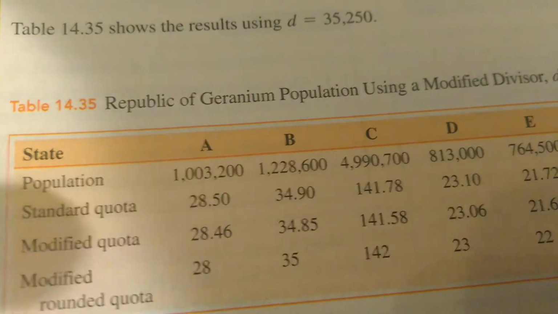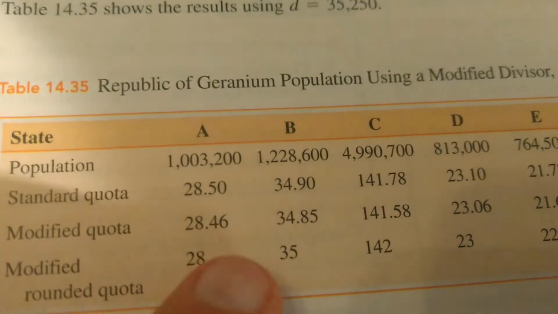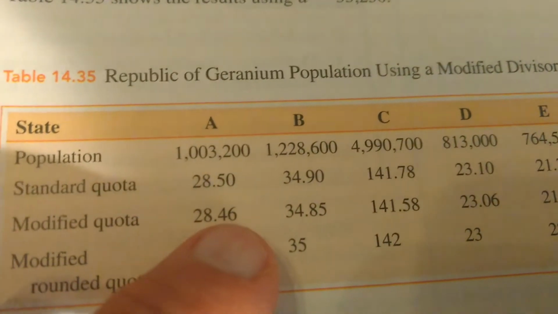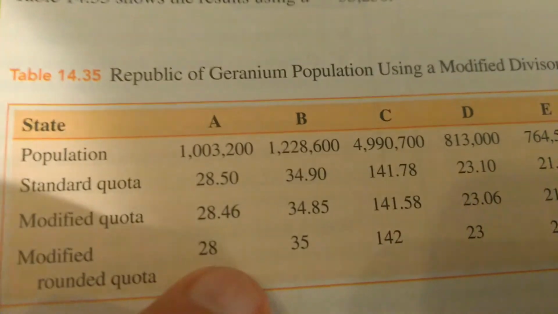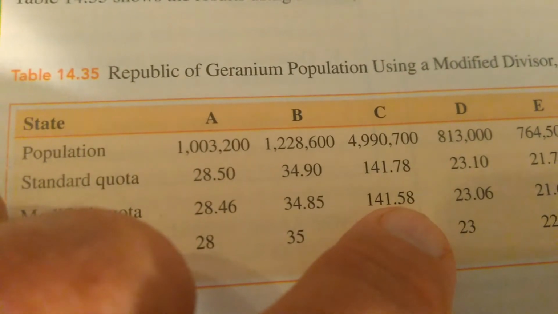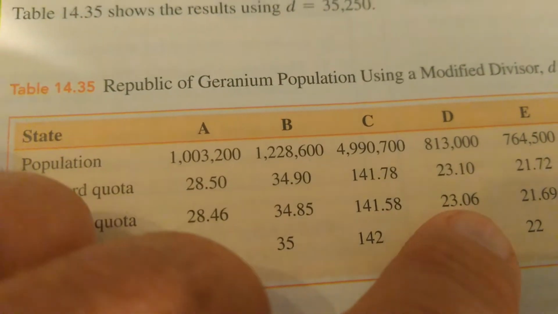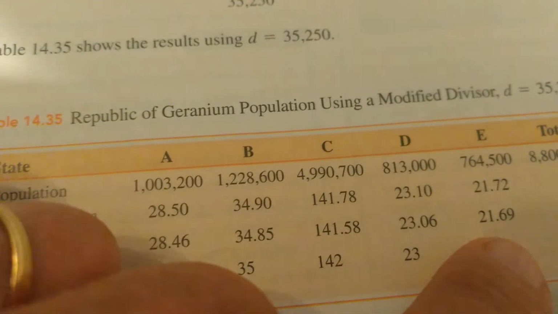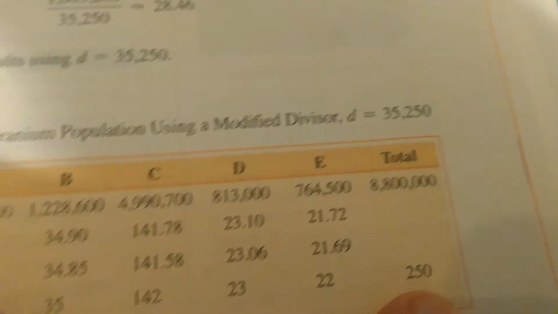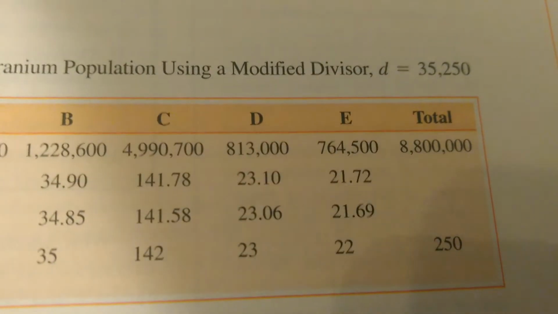Now, in Webster's method, we round the numbers just like we do normally in math. This is below 0.5, so it's 28. This is above 0.5, 35, so we round up. Above 0.5, so we round up, 142. Below, so we keep the same. Above, so we round it. If we add all these together, so we get the 250, we're in good shape.